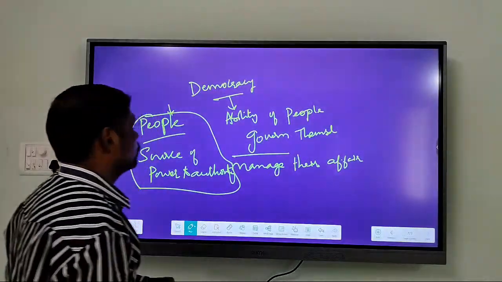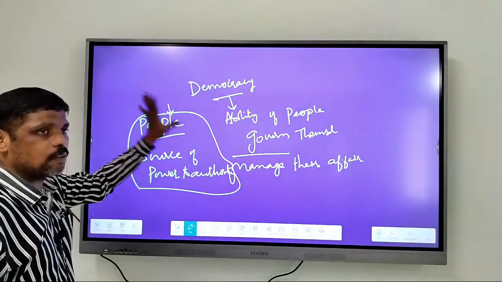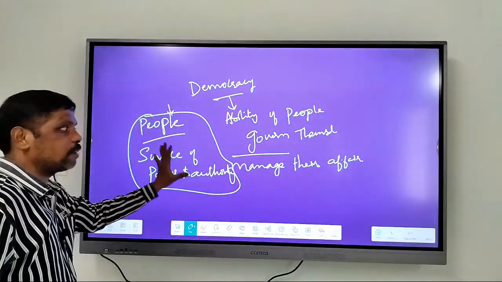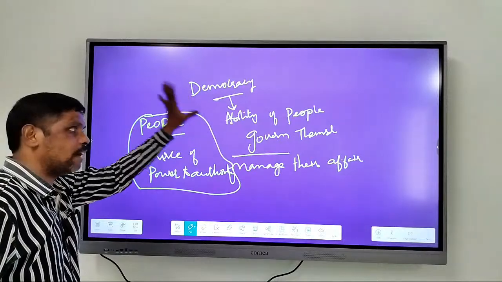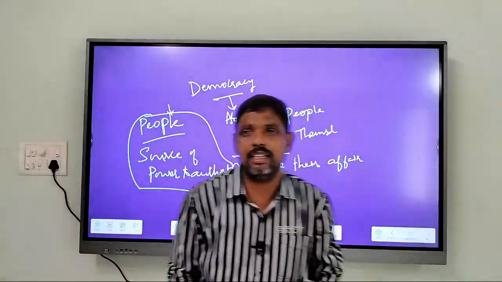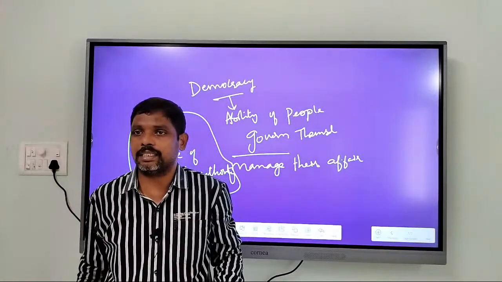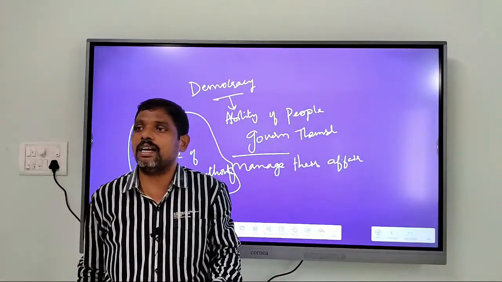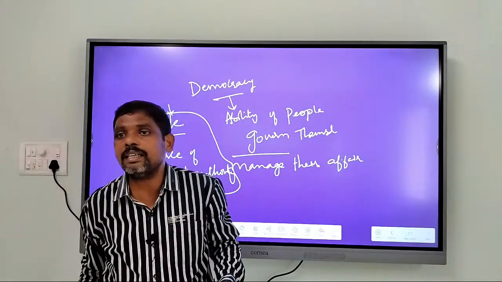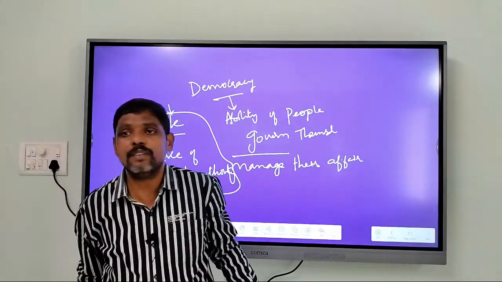Right? So, political democracy denotes a form of government that assumes people are the source of power, people can govern themselves, people have the ability to rule themselves, people can manage their own affairs. Alright. And if you take political democracy, we have two types of democratic governments. One is the presidential form of government and the other is the parliamentary form of government.